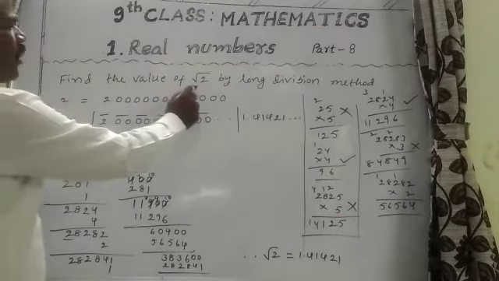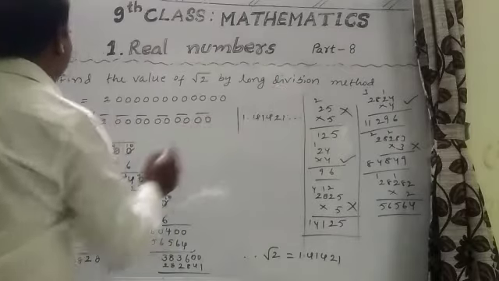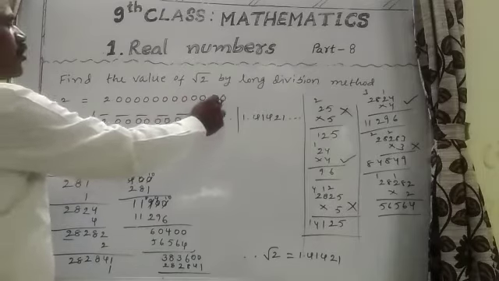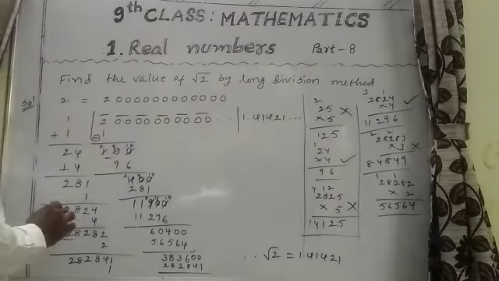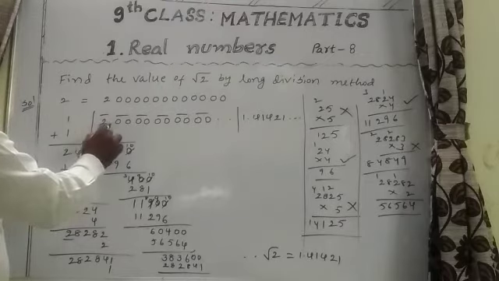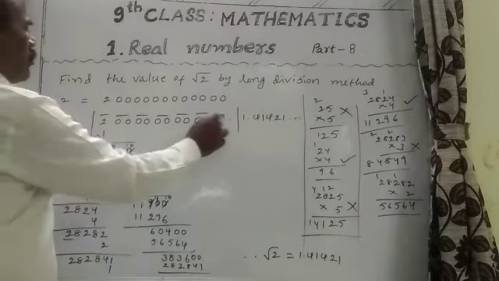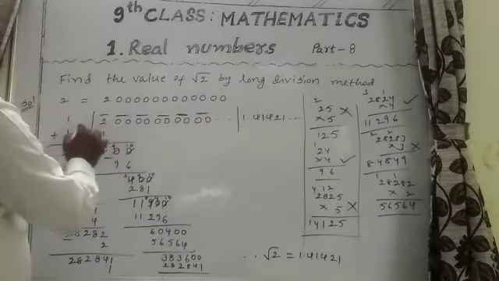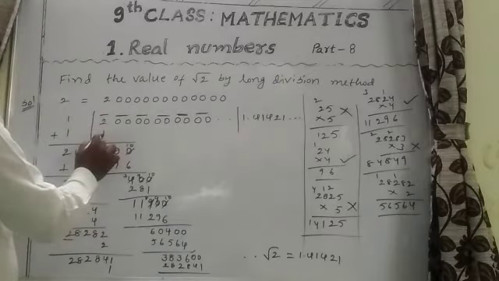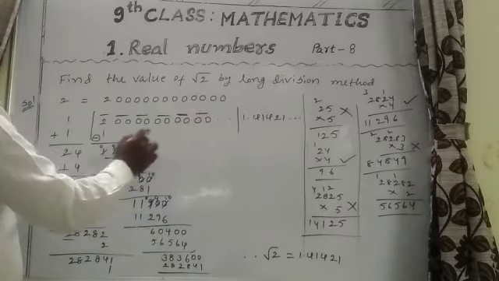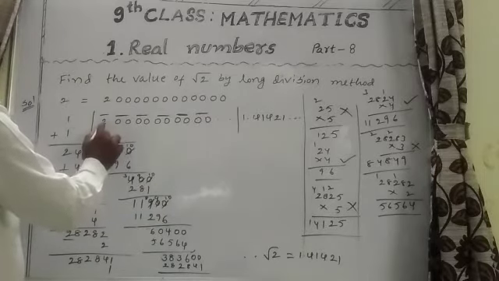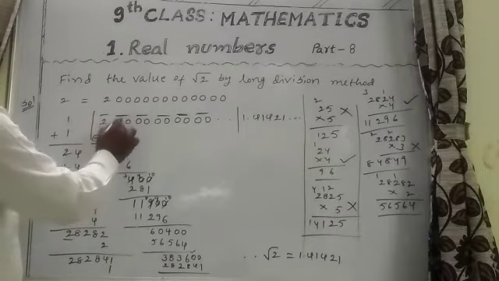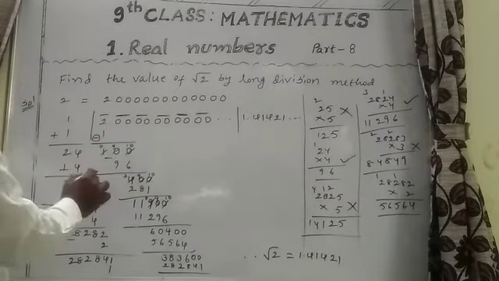Find the value of root 2 by long division method. 2 is equal to 2.000000000000 and so on. Here take 2 zeros, 1 pair, and the next pair. 1 1s are 1. Use the perfect square table. 1 1s are 1. Here 1 plus 1 is 2. 2 minus 1 is 1. Take one pair of the zeros.